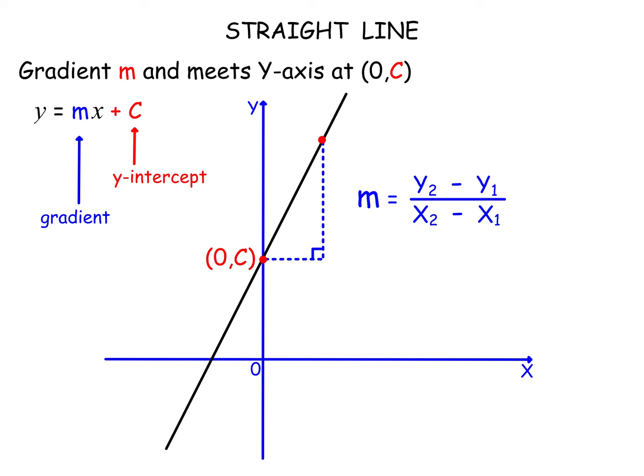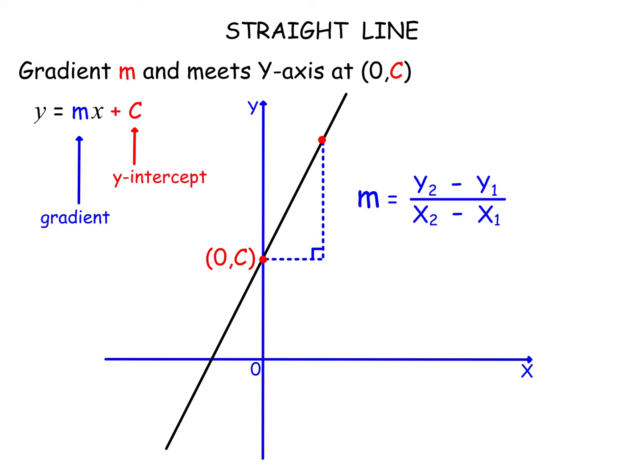This is the fourth video of a series on straight line. The first video covered gradient and the gradient formula. Here it is here. The gradient m is the y difference over the x difference of 2 points on the line. Second video covered y equals mx plus c, the general equation of a straight line, gradient m, passing through 0, c on the y-axis.